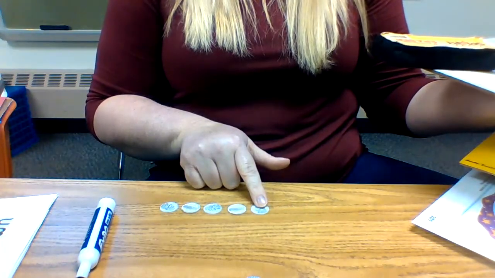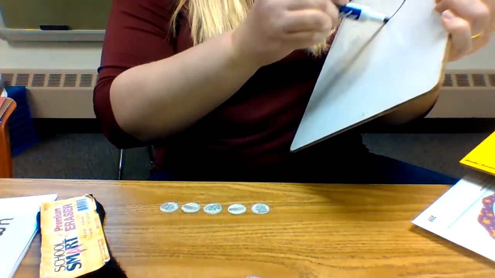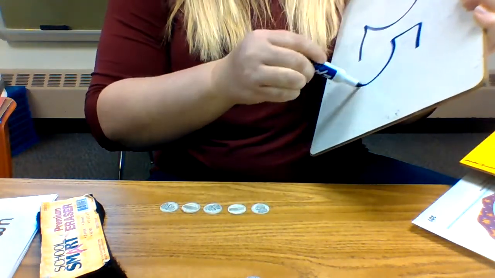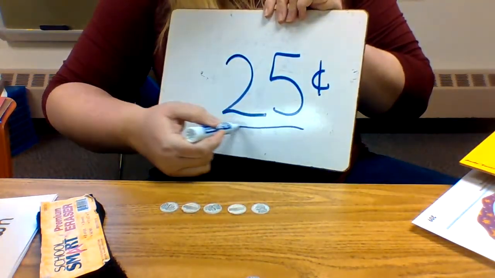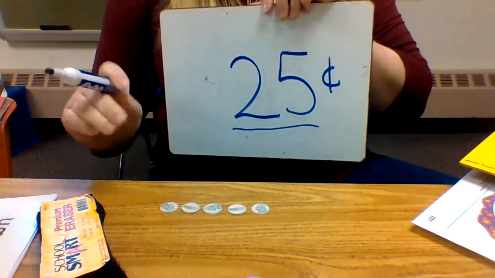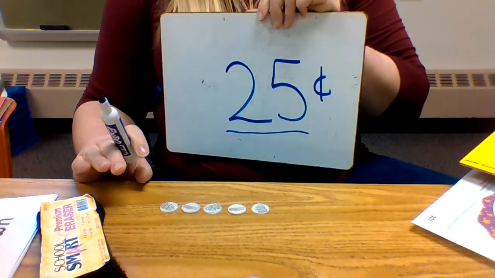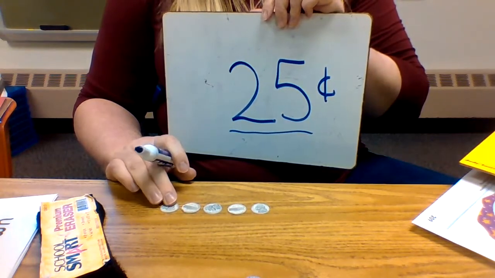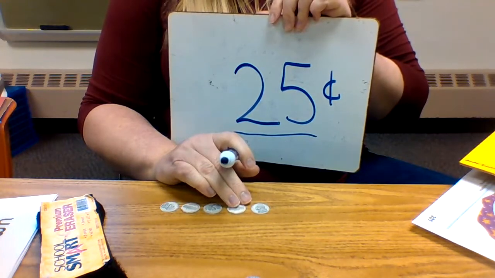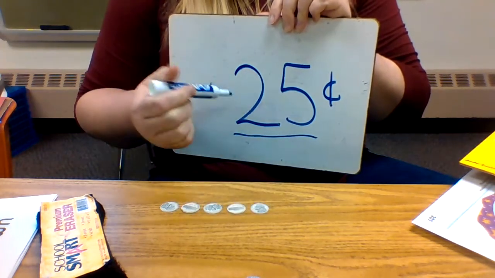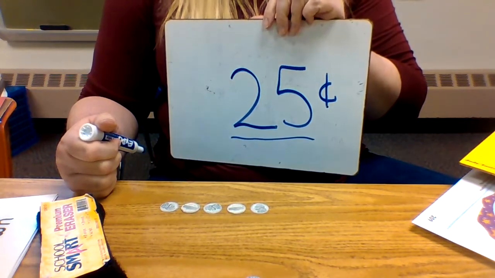So how much do we have? 25. 25 cents. So I'm going to write 25 cents. In an empty space, you're writing the number 25. They already have the cent sign for you. It's next to the nickel. So let's do that again. Remember? 5, 10, 15, 20, 25. 25 cents. That's how much money I have. Okay.